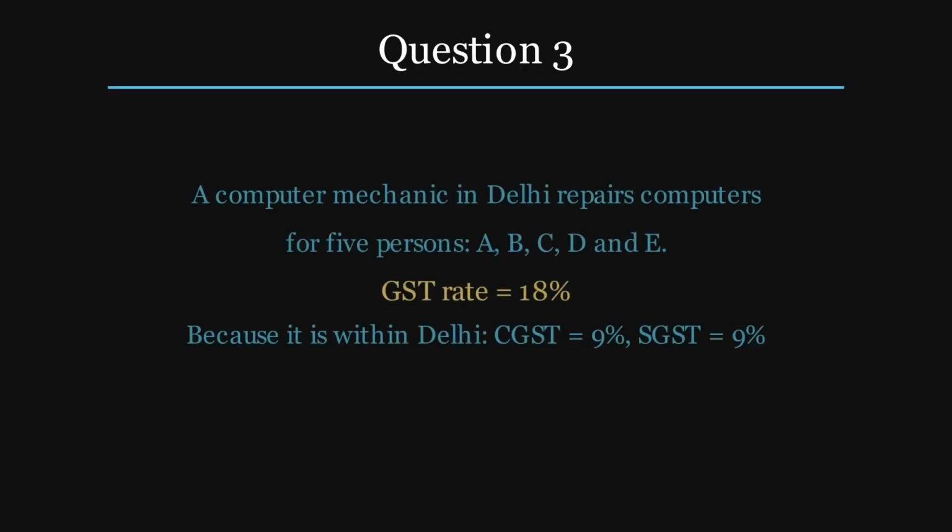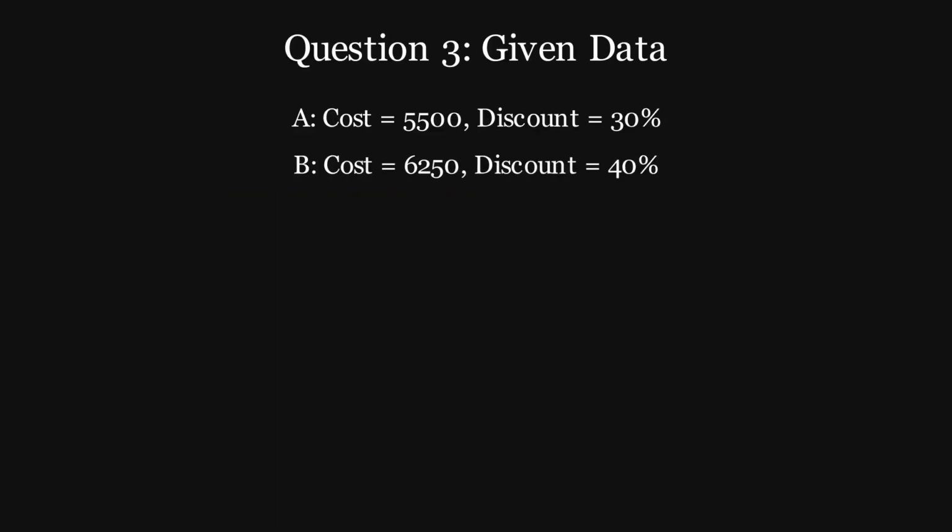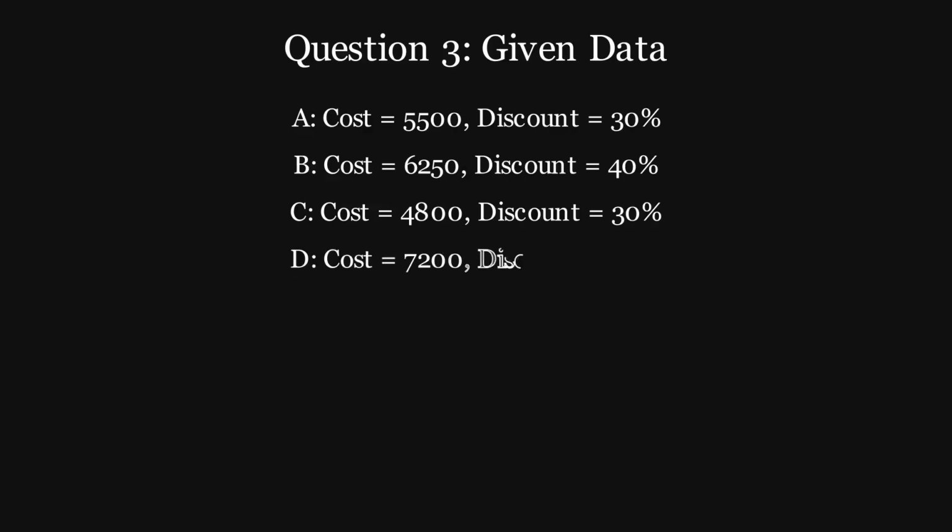A computer mechanic in Delhi repairs computers for 5 persons A, B, C, D and E. The GST rate is 18%. Since it is an intra-state transaction, GST is divided into CGST and SGST. So CGST is 9% and SGST is 9%. Now we'll calculate discount, selling price, CGST and SGST for each person.